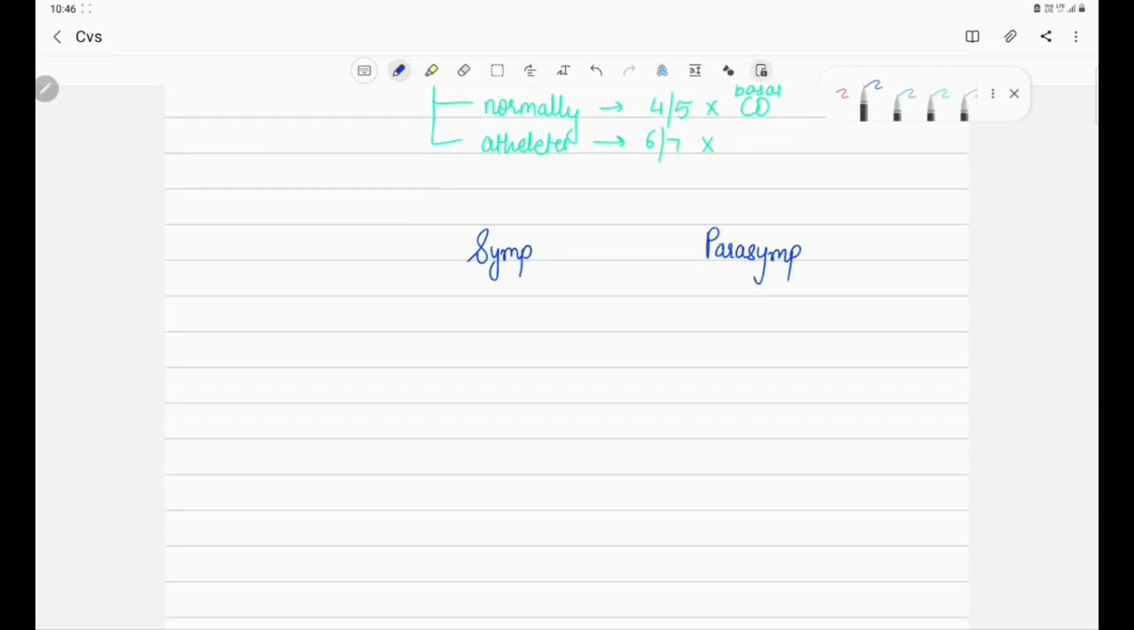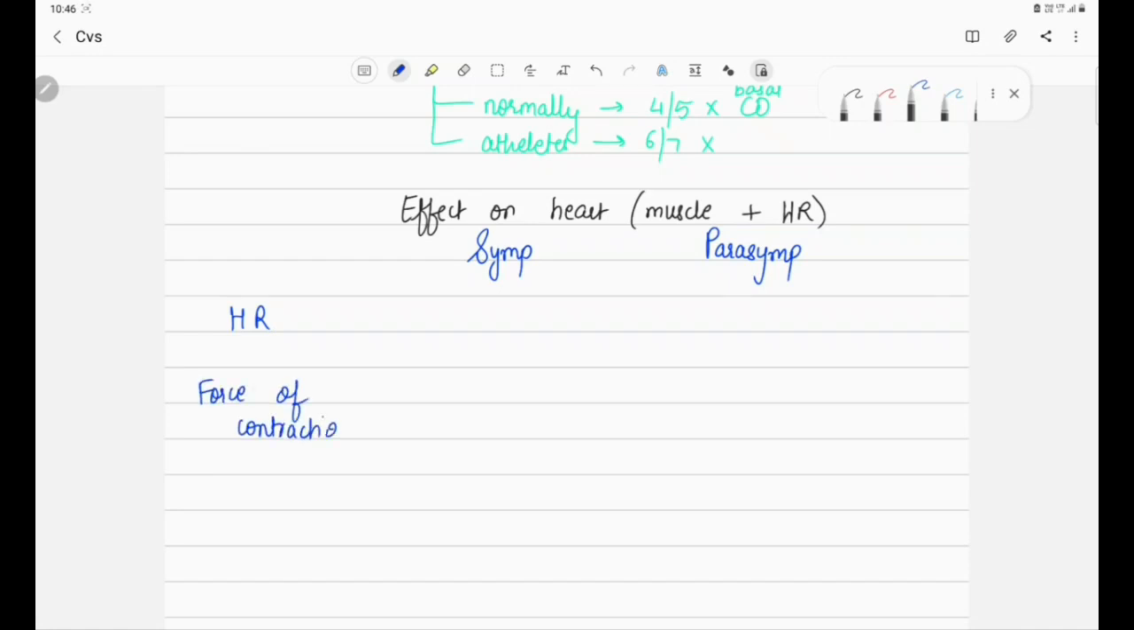Moving on, we have this sympathetic and parasympathetic effect on the heart. Overall heart, that is the muscle plus the heart rate, or you can say the conducting cells. So sympathetic discharge, we will see here heart rate and force of contraction, and the parasympathetic here. Heart rate, as we have seen, increases in sympathetic and decreases in parasympathetic. Force of contraction increases in sympathetic, but there is no effect of parasympathetic on that because there is no vagal supply to the ventricles.